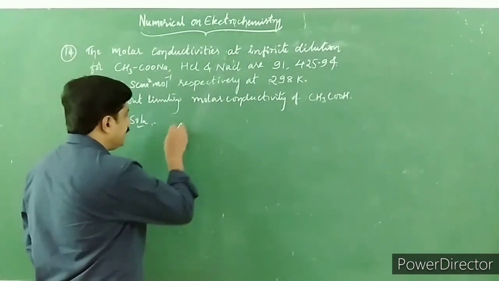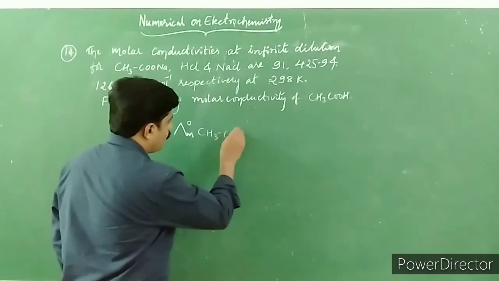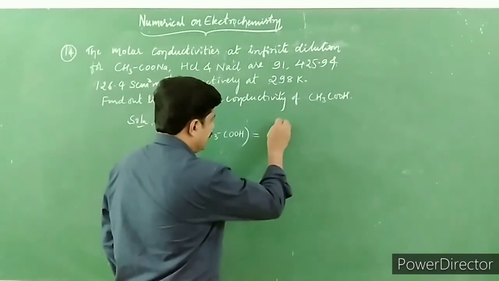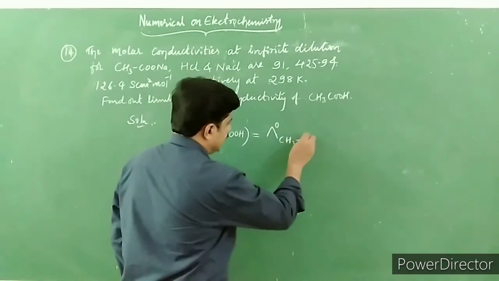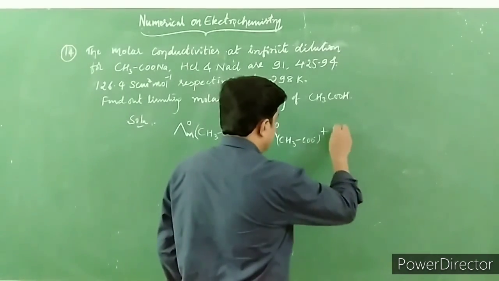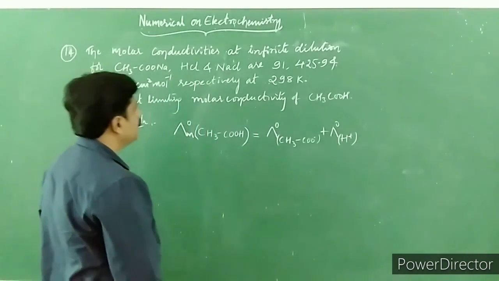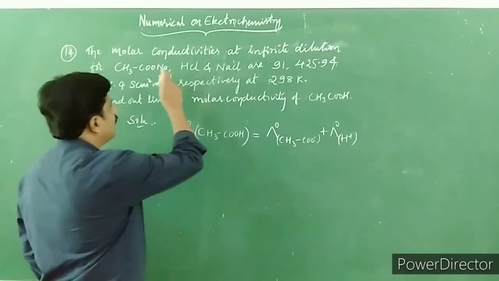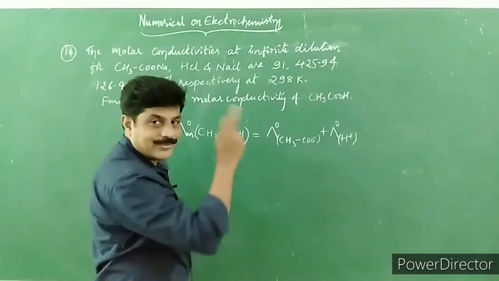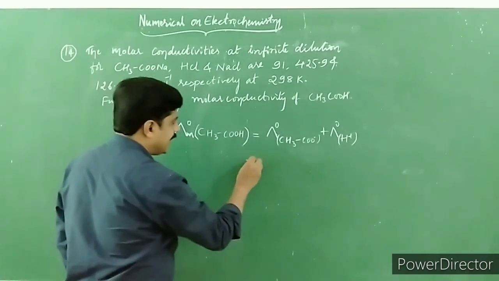Now, what are they asking? Limiting molar conductivity of acetic acid, CH3COOH, is it not? Now, how do I write that? As per the law, limiting molar conductivity of CH3COO minus ion plus limiting molar conductivity of H plus ion, is it not? Now, look at here. Limiting molar conductivity of CH3COONa, HCl and NaCl are given. By using that, you have to find out limiting molar conductivity of acetic acid.